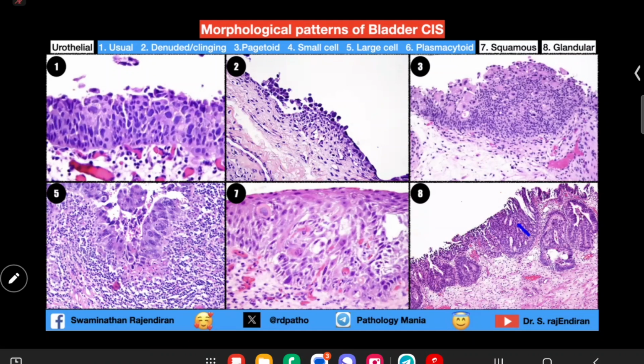So these are all the morphological patterns of bladder carcinoma in situ. Urothelial, non-urothelial, which is squamous and glandular. In the urothelial, it is usual, denuded, pagetoid, small cell, large cell, and plasmacytoid.